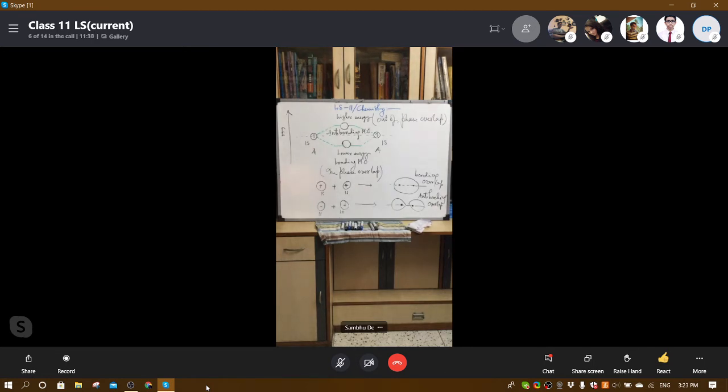Okay, because it says the number of atomic orbitals overlapping will be equal to the number of molecular orbitals formed.